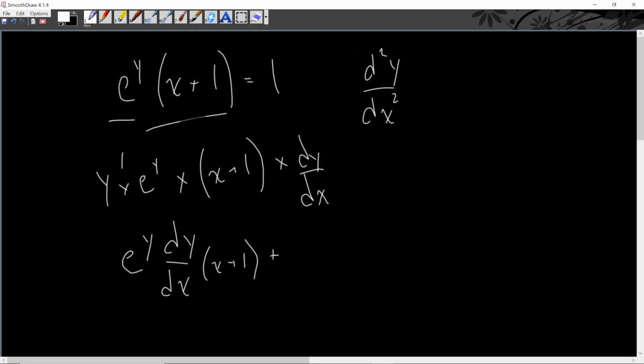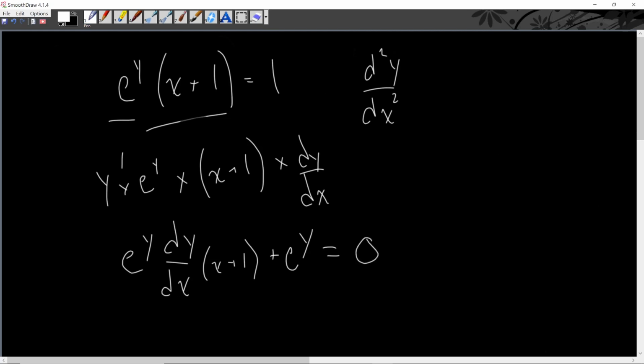this first function, which is e to the power of y, times derivative of the second, derivative of x plus 1. Derivative of 1 is 0, derivative of x is going to be 1 minus 1, so x to the power of 0 is 1. So we have e to the power of y times 1, which is going to be e to the power of y, equals derivative of 1, which is going to be 0.